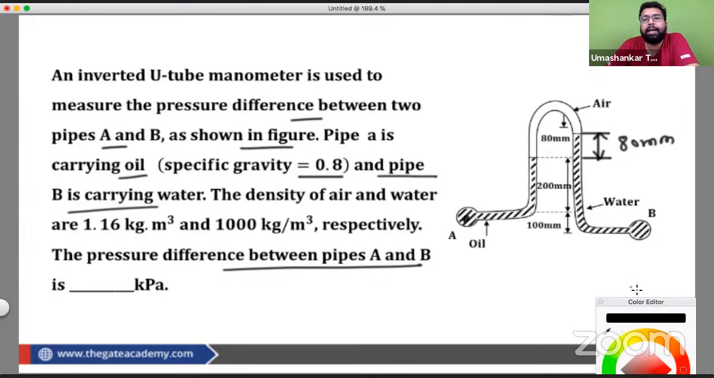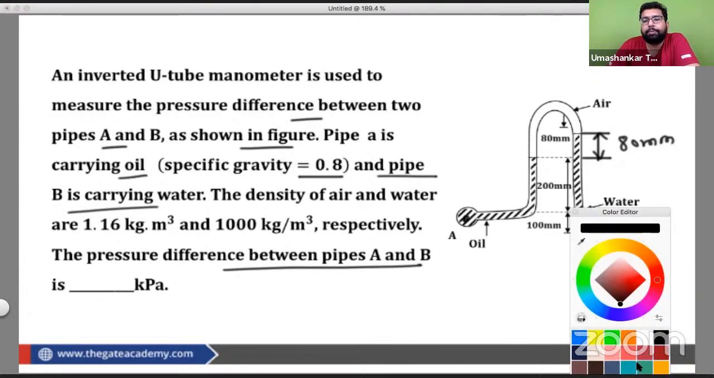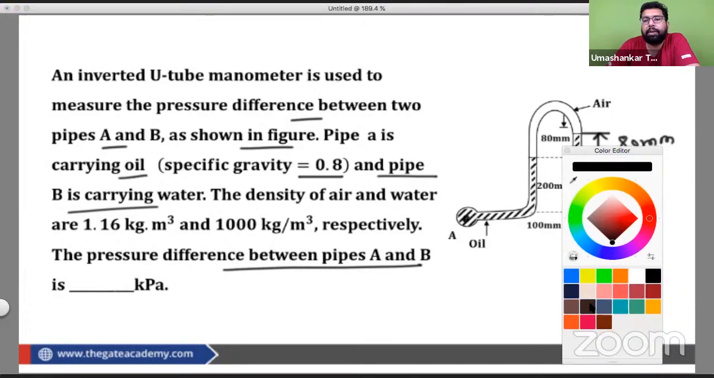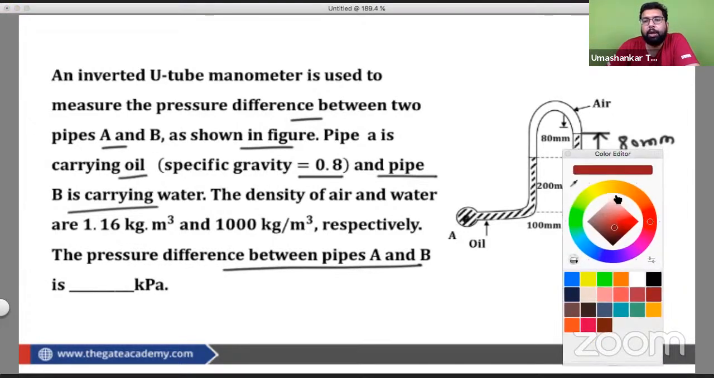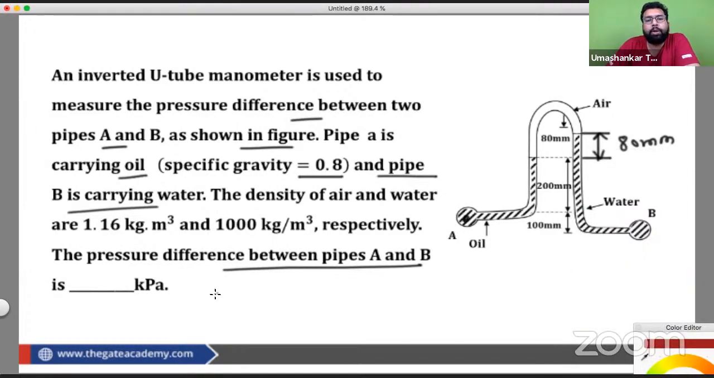So let's start with A. Let's start with this A point. Okay, beta, so this is our A point. So what is the concept? Convert everything to water. We are not interested at all in what is inside the pipe. Convert it into water, right? This way.